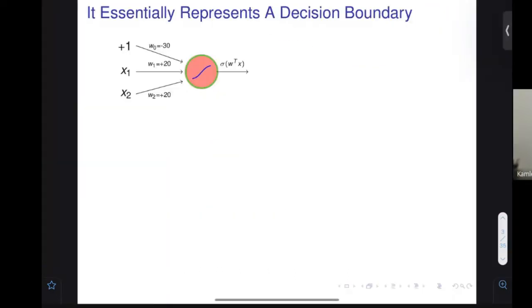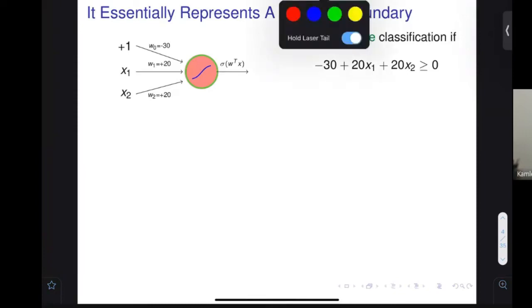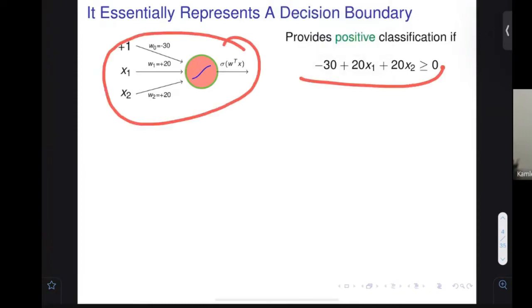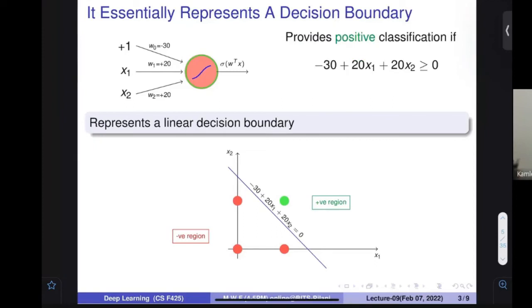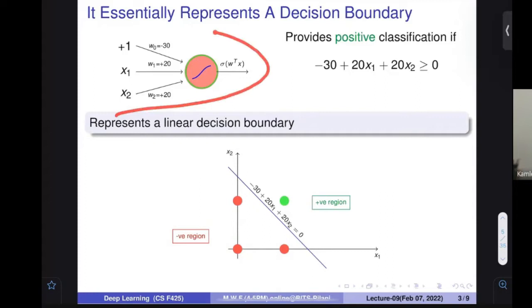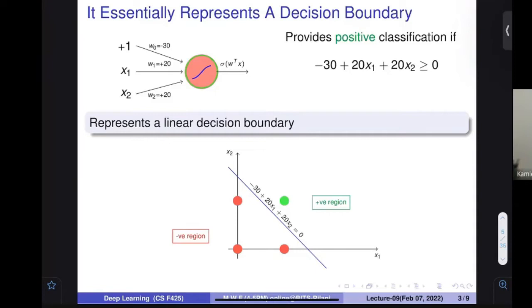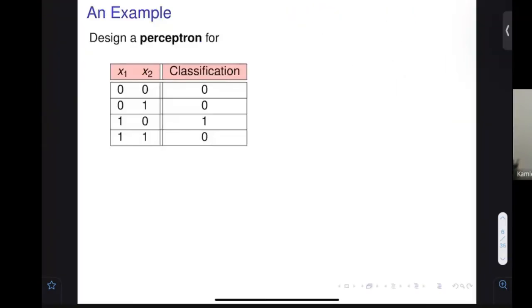Let us see one more example, and actually this is not an example, this is just the interpretation of what we have seen. This was the perceptron, and this is the equation of the perceptron: minus 30 plus x1 multiplied by 20 plus x2 multiplied by 20. It is an equation of a line. If you plot this equation of a line, anything on one side that is greater than this becomes positive, otherwise the things below it are negative. Therefore any perceptron, which is a linear decision boundary, divides the space into two parts, one positive and another negative. We have seen this multiple times.